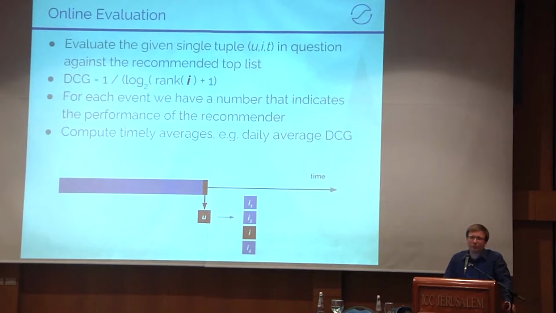If we had a predicted top list in which the actual item that the given user at a given time has consumed is near the top, then our recommendation is good. If it is not at the top but at the bottom, then our recommender is bad, and this metric is just going to be low. So higher is better in terms of DCG, and when you have a high DCG, then the item was at the beginning of the recommended top list.